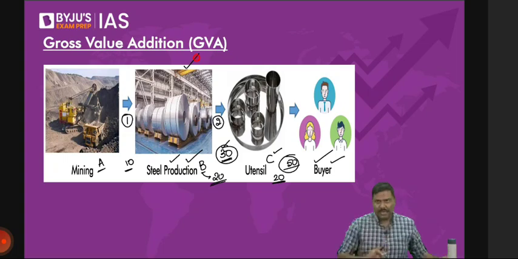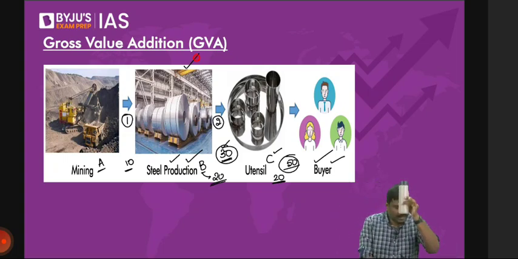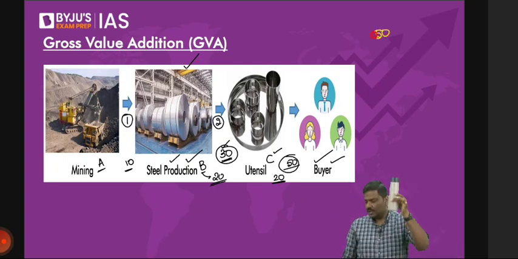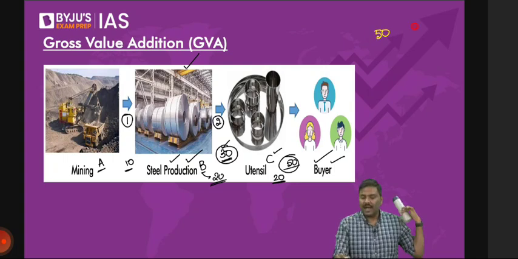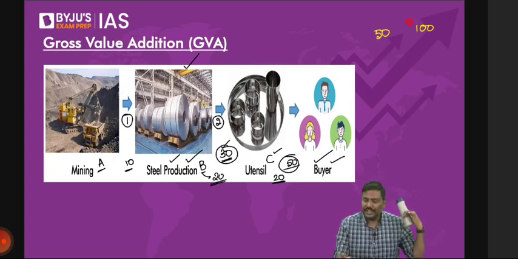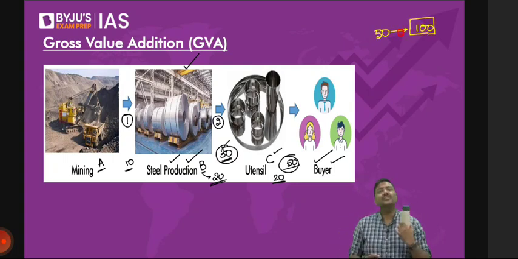Now the problem is, let's take a simple example. Imagine you purchase steel worth 50 rupees, you manufacture a bottle, and sell the bottle in the market at 100 rupees. Now don't you think that out of 100 rupees, you have already counted the value of the steel? When you decide to sell it at 100, you already have counted the 50 rupees.